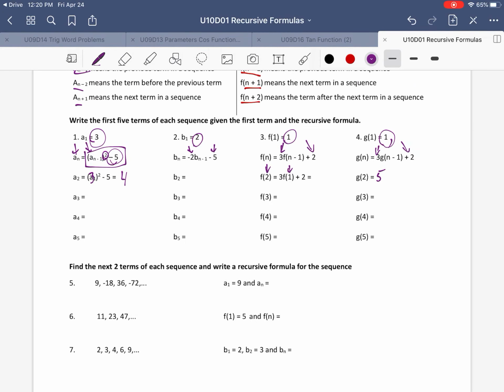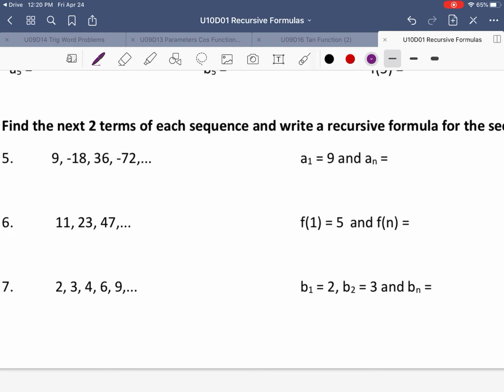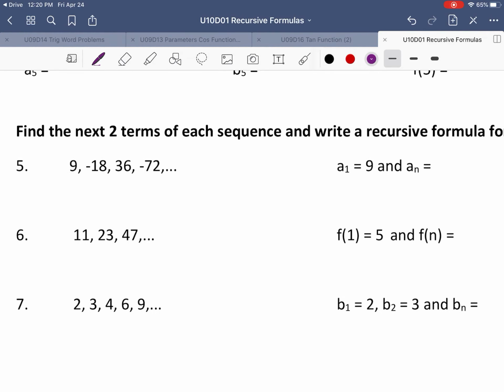All right. If I wanted to write a sequence, we wrote a few up top. I'll go over some of the more confusing ones down here.